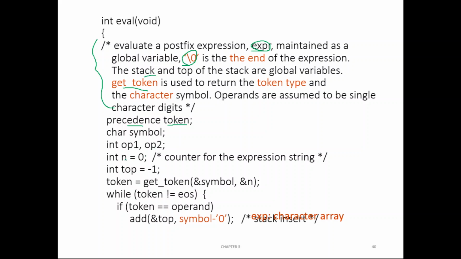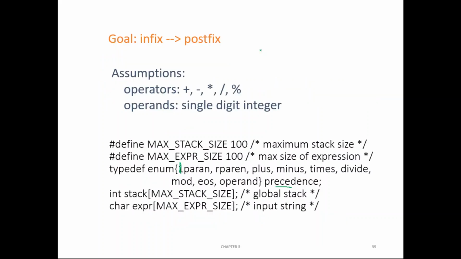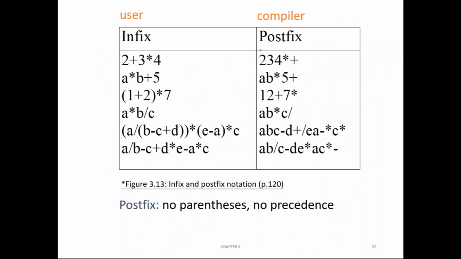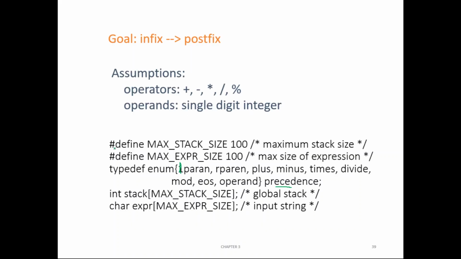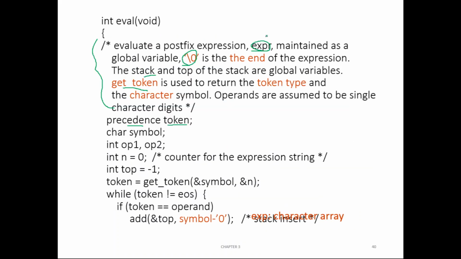Initially we are setting n equal to 0 because we have to read character by character from the 0th position of this particular expression. We assume that this expression holds the string we want to evaluate. Let us assume this is the string we want to evaluate, 62/3-42*+. Let us assume that string is available in this variable expr, and finally it ends with \0.